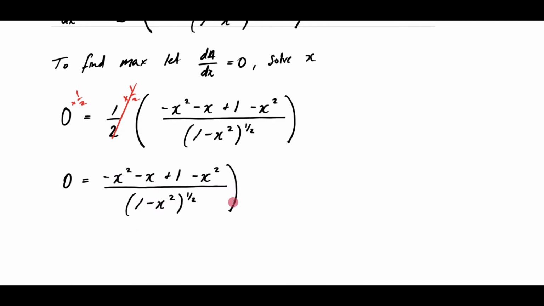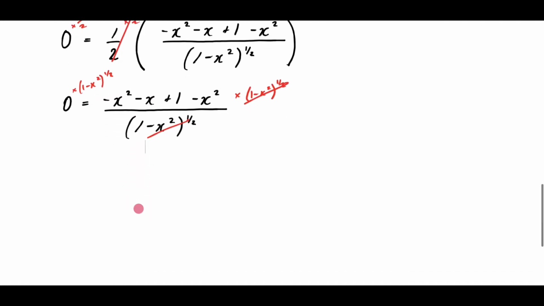And then once I've done that, what I can next do is multiply both sides by my denominator here, 1 minus x squared to the half, and I'm multiplying that on this side as well, 1 minus x squared to the half. So that means this will go away with that, and I'm going to be left with, drum roll, 0 is equal to, and just what's on top here.